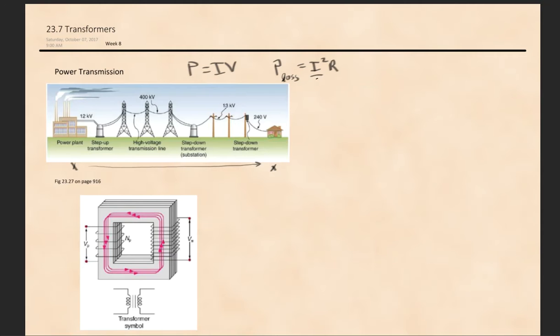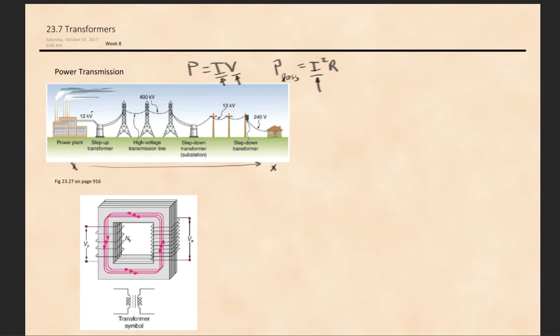But if we had a way to modify the current, we could reduce the lost power during the transmission process. Power is current times voltage, and I'm going to transmit a certain amount of power. My house requires a certain amount of power, so I'm going to need a specific amount of I times V. But I want to minimize I. So if there were some way I could increase V so that I decreases, then I would decrease the loss that occurs during the transmission process.